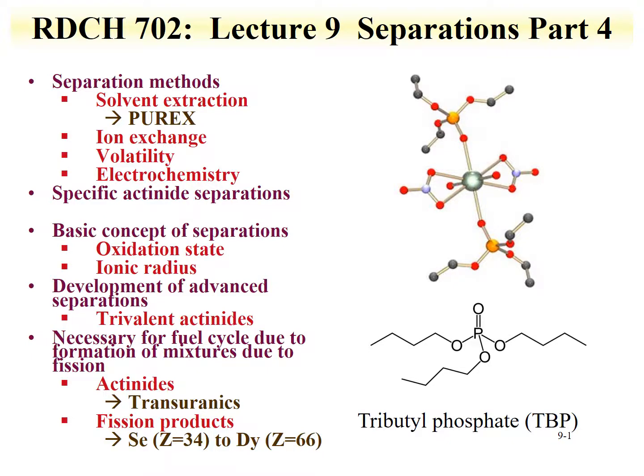Welcome to part 4 of lecture 9 on separations. This final part will cover some actinide specific separations. We'll give examples of solvent extraction, ion exchange, and the other methods that we've described previously, those separations for plutonium, americium, and curium.